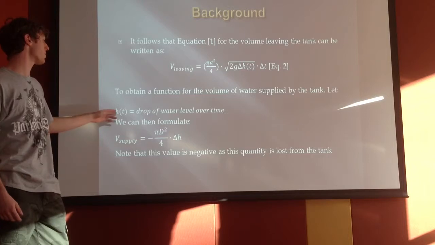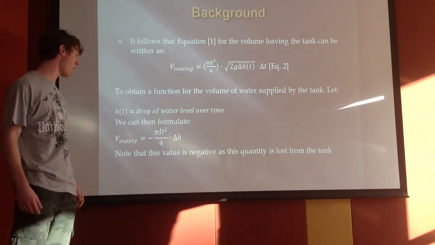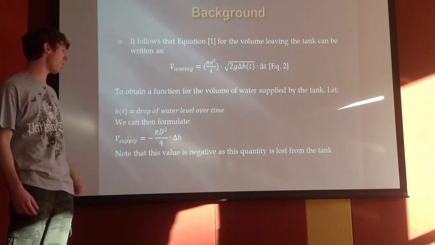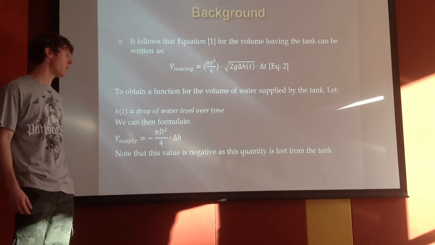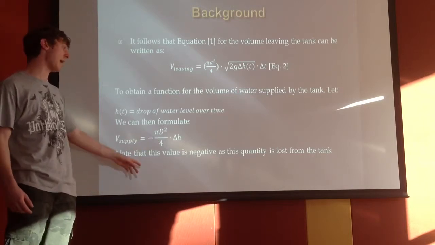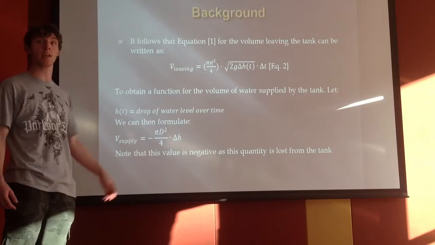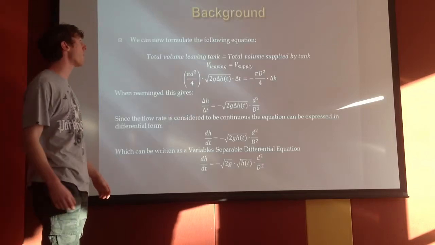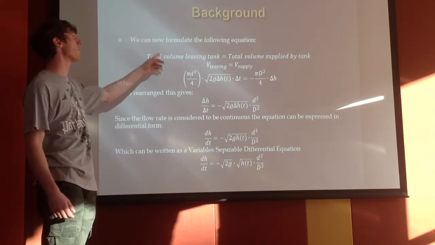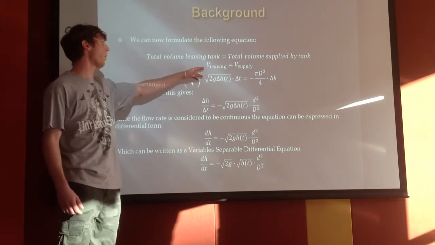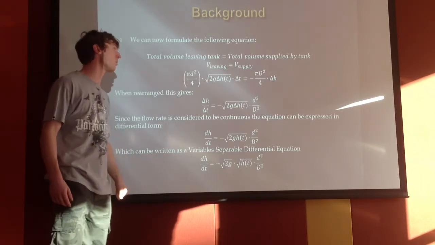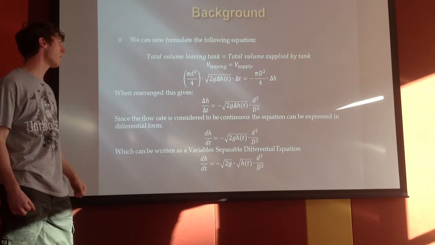If we let dH/dt equal the drop of water level over time, we can write that the volume of water supplied by the tank is equal to this function here. Note that it's negative as this quantity is lost from the tank. We can now formulate the following equation by equating the volume leaving the tank equal to the volume supplied by the tank.